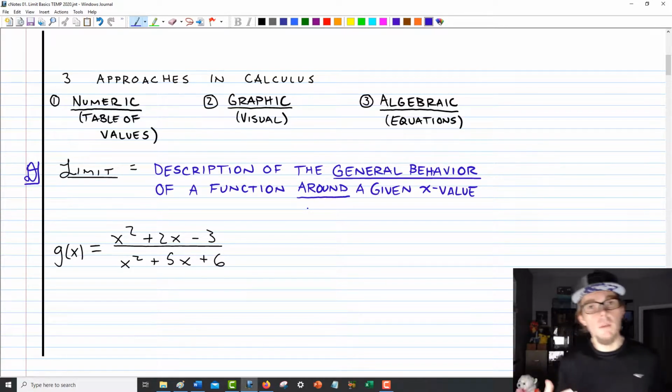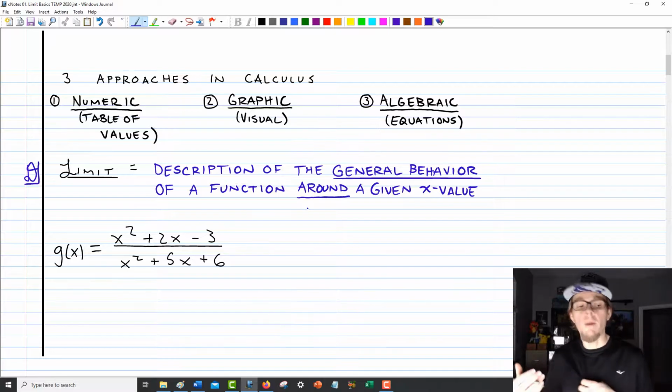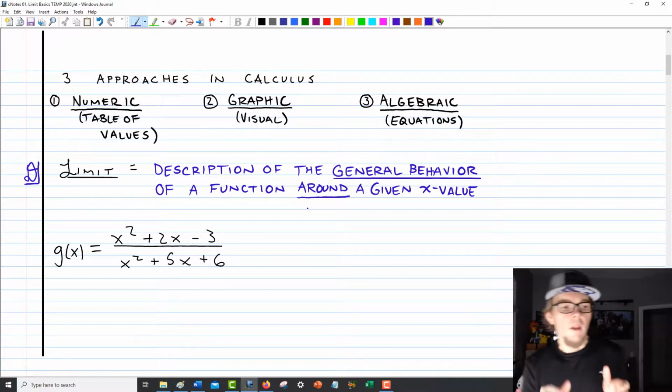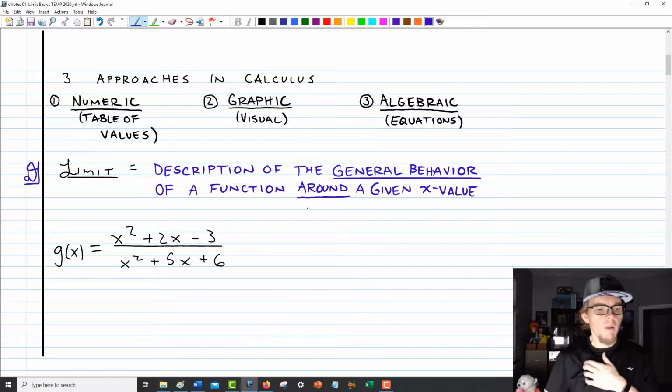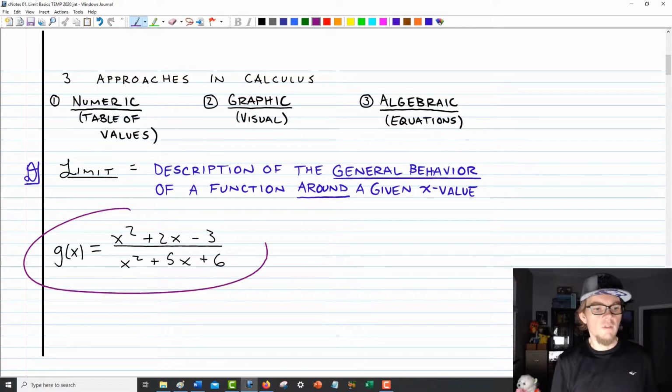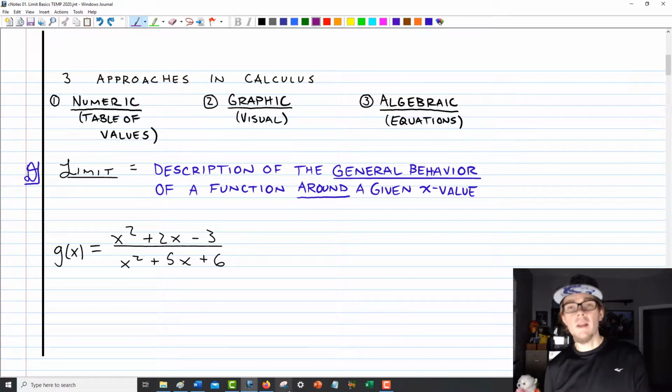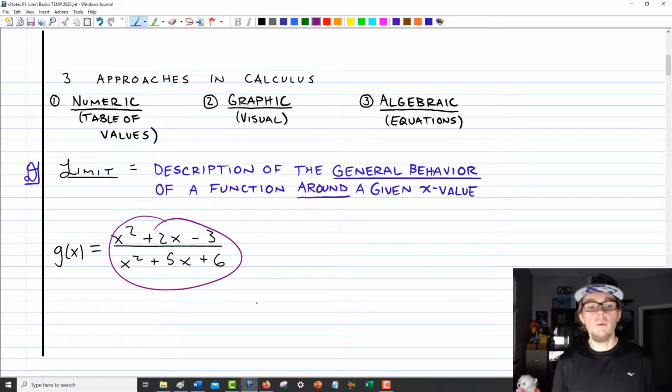Instead, we're trying to build up your conceptual understanding of what we're talking about with a particular limit. So let's just go with this one for now. Down right below it, I've drawn a function for us. The function here is g of x equals x squared plus 2x minus 3 over x squared plus 5x plus 6. This is a rational function, I can tell because it's a ratio of two polynomials.